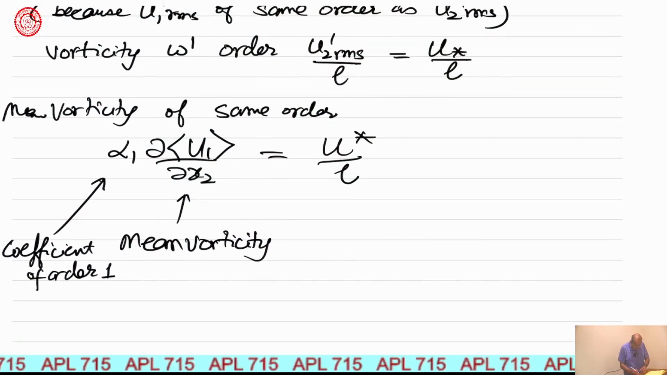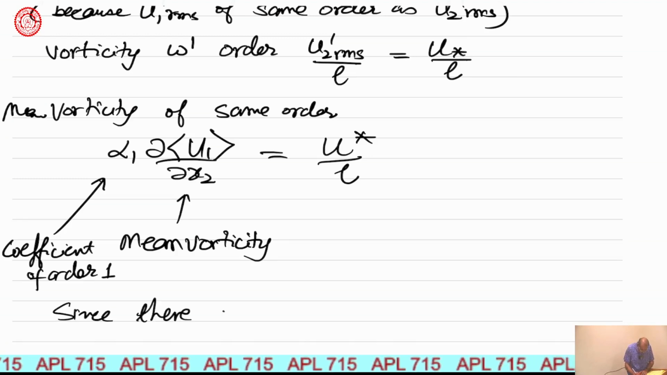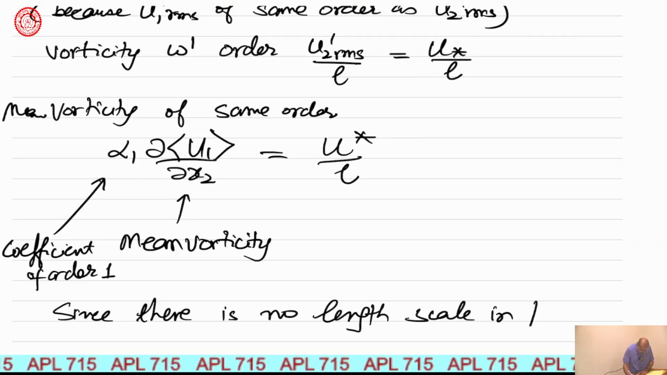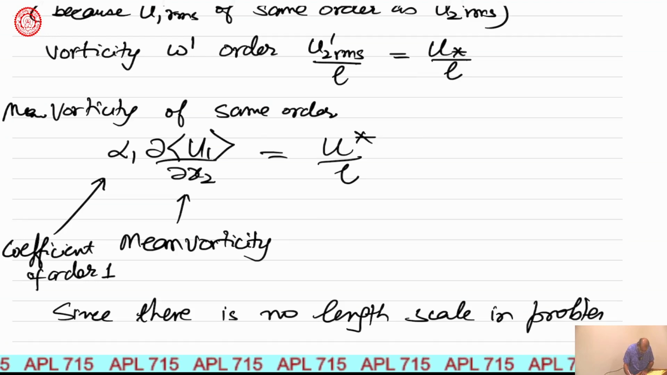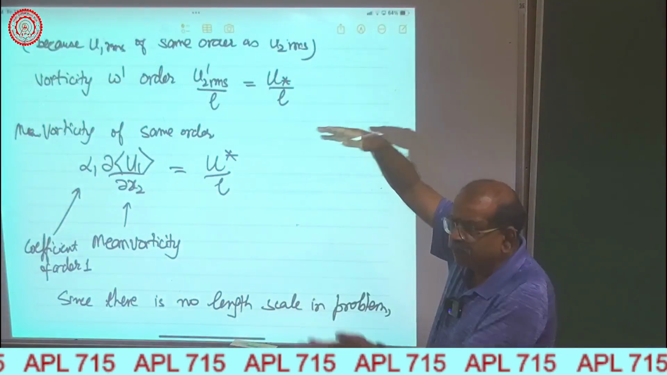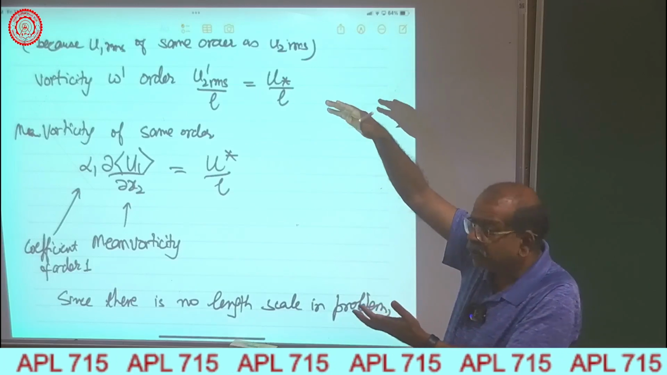Now, since there is no length in the problem, if I look at it, there is no length. If it was a flow between two plates, then a length would have come in.